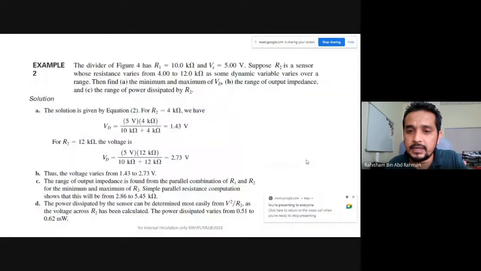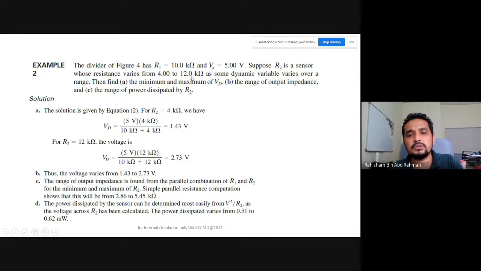Okay, so you calculate just by considering the two resistances to be parallel, right? So what we do for minimum is 10 times 4 over 10 plus 4. Correct, Haris? Okay, so you do that one for the minimum, you consider R2 equal to 4, and for the maximum R2 equal to 12. That's it. You will get 2.86 and 2.54.